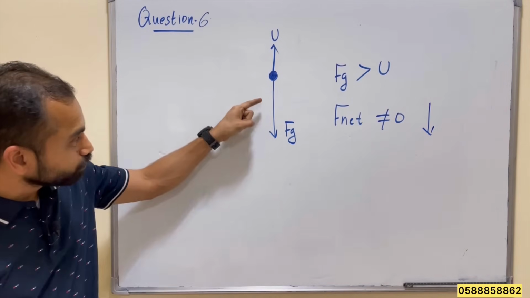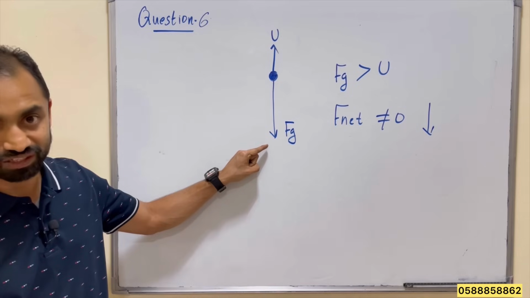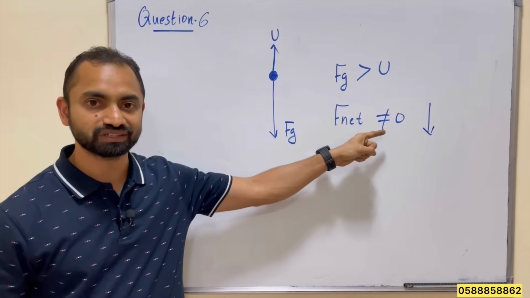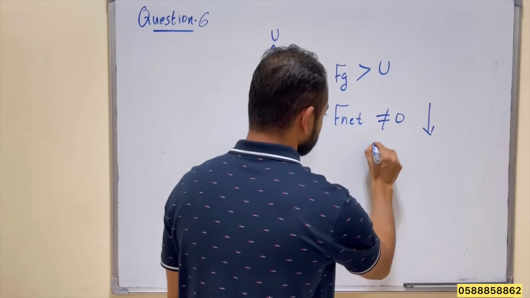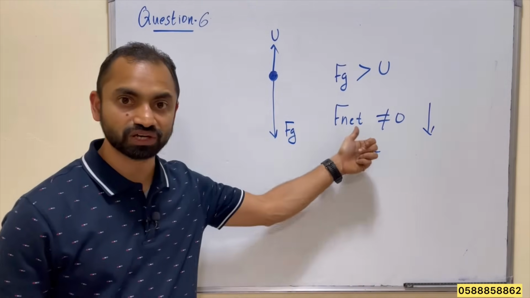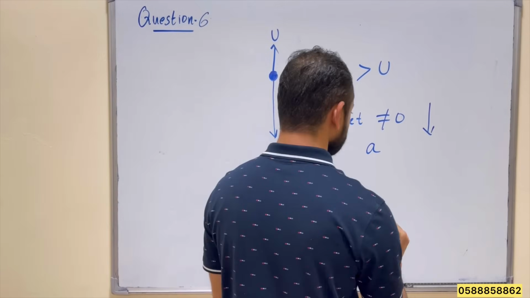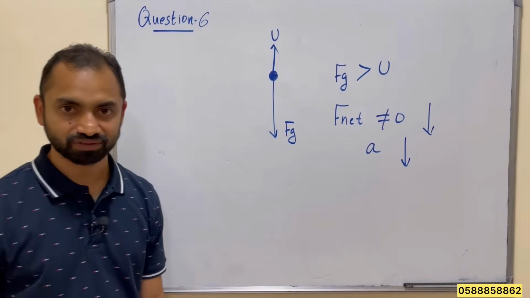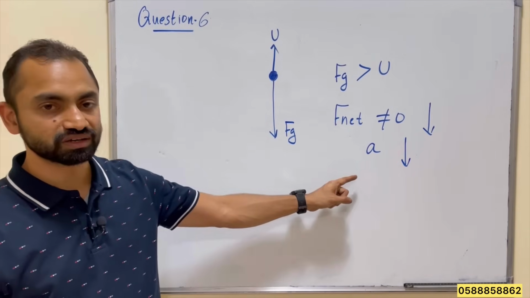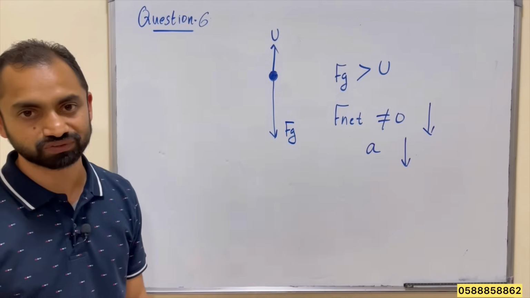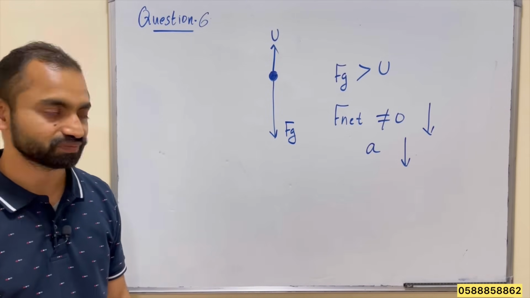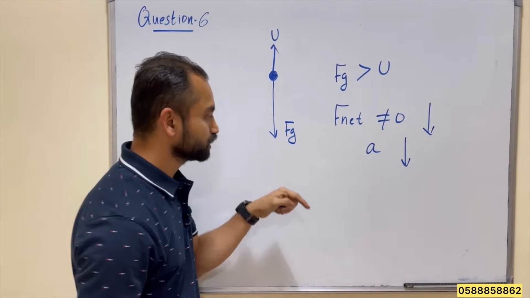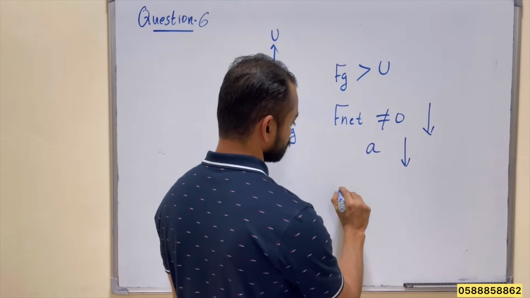Will the object be moving at a constant speed? Will it be in uniform motion at a steady speed? No. If there is a net force, there will be acceleration. Acceleration is the child of the net force. So there will be acceleration. In which direction? In the downward direction. Why? Because the direction of acceleration will always be along the direction of the net force. So the object is accelerating downwards, which means the speed of the object is increasing downwards, right?